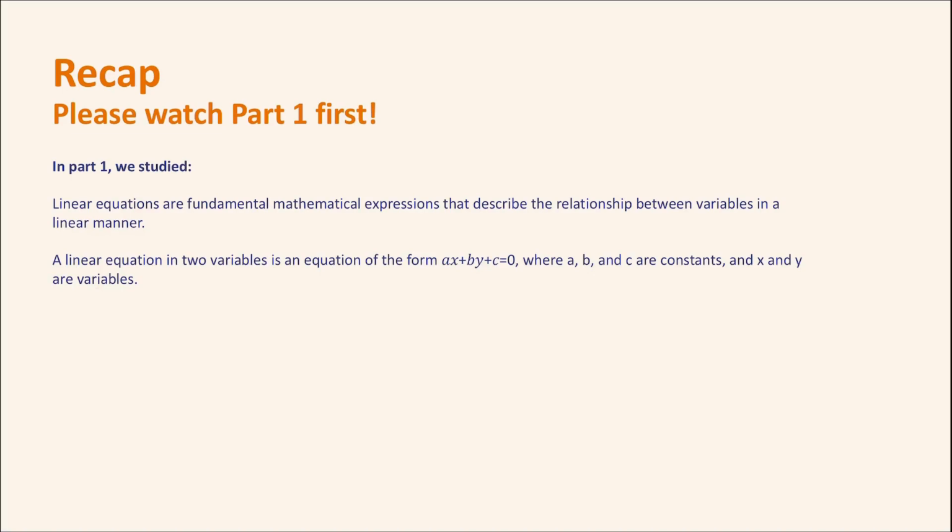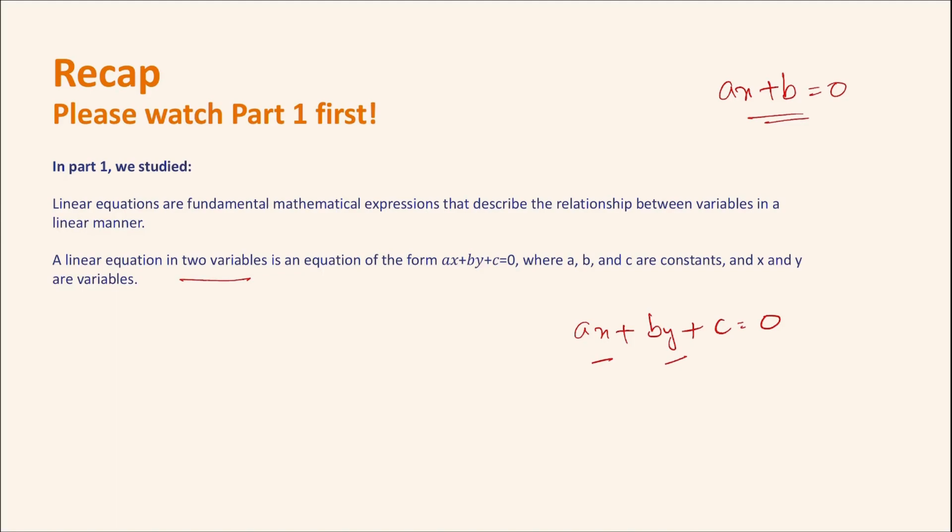So in part 1, we learned that linear equations are fundamental mathematical expressions that describe the relationship between variables in a linear manner. When we say linear equations, the first thing you should always know is that linear means the degree is 1, right? So these equations would be of the form ax plus b is equal to 0. What we're talking about in this chapter is linear equations in two variables, which are written as ax plus by plus c is equal to 0. Two variables, you must understand, there are two variables x and y, and we'll be solving this.